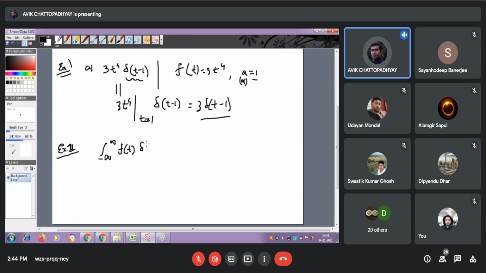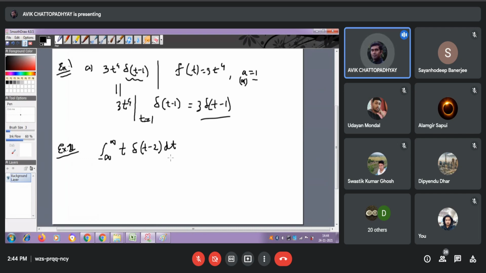f(t) δ(t-alpha). Okay, just a minute. Let me put a value here. Suppose t δ... this is the expression given.